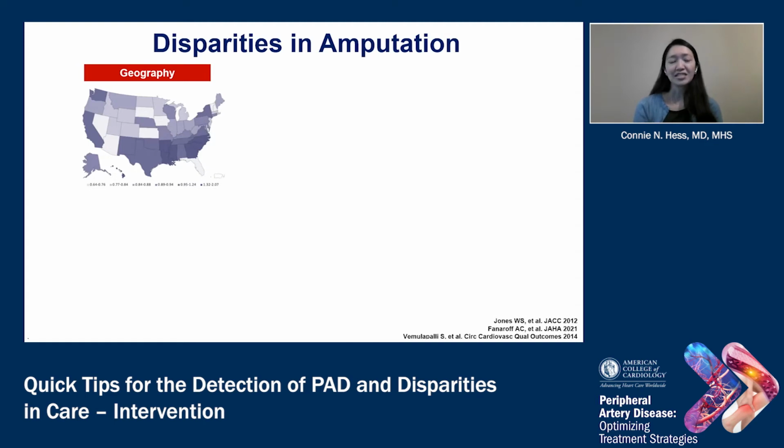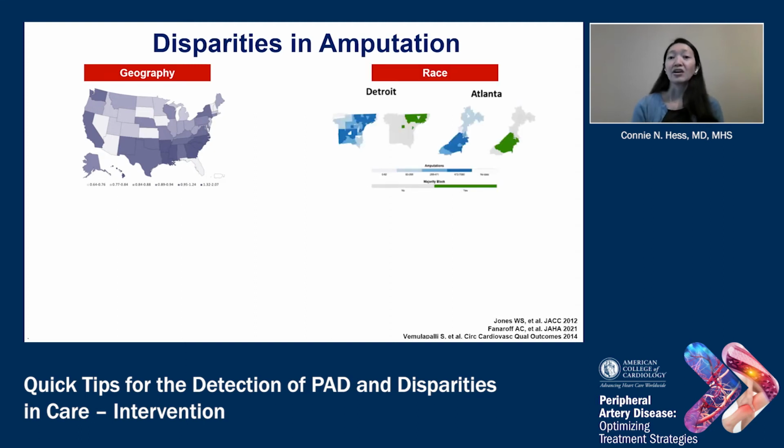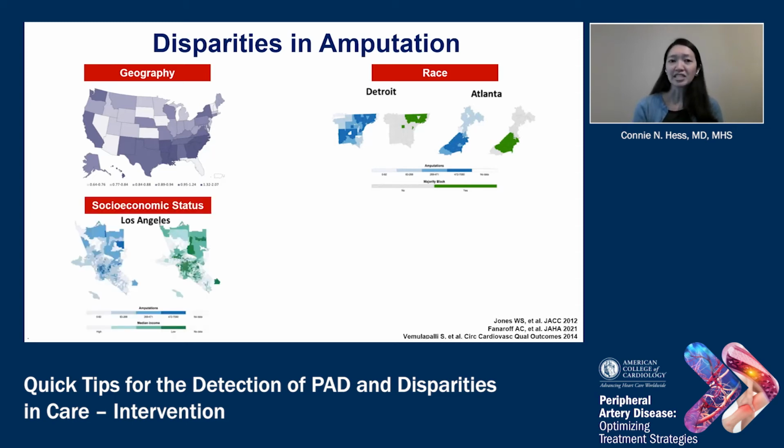Unfortunately, we have also noticed that there are significant disparities in amputation. If you look in the US, there are disparities according to geography. You can see in the darker color-coded states that there is greater use of amputation in the South, for example, relative to the North and the West. There are racial disparities. This is an overlay of use of amputation, and you can see that it correlates with majority Black areas in Detroit and Atlanta, for example. There are socioeconomic disparities as well. Shown here is a map of Los Angeles, and you can see that there was greater use of amputation in poorer areas.